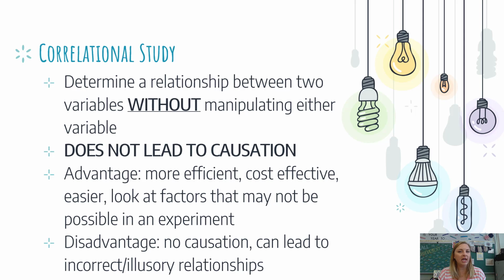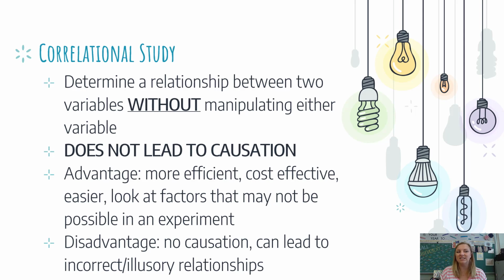We're just looking at two factors and we're determining, do they seem to have any sort of relationship between them? The advantage of using correlational studies is that they're more efficient, cost effective, and easier. We can look at factors that might not be possible in an experiment. However, one of the things that we often run into with correlational studies is incorrect or illusory correlations, or illusory relationships.